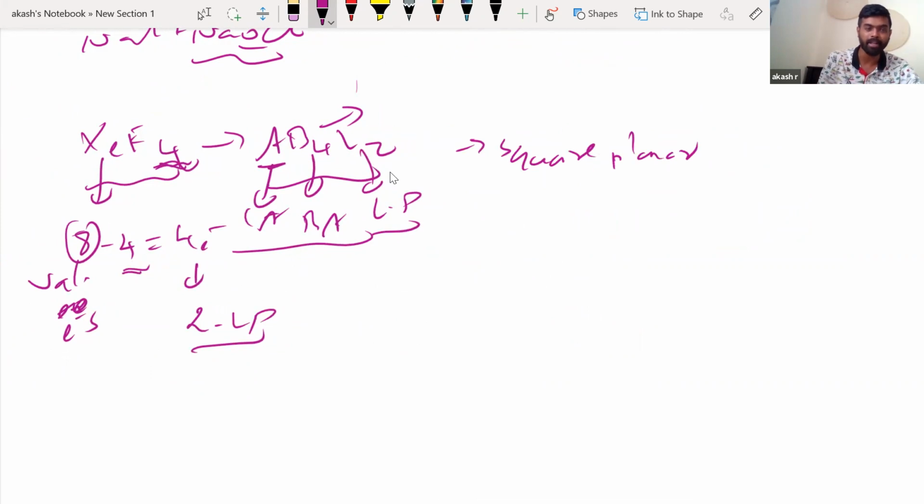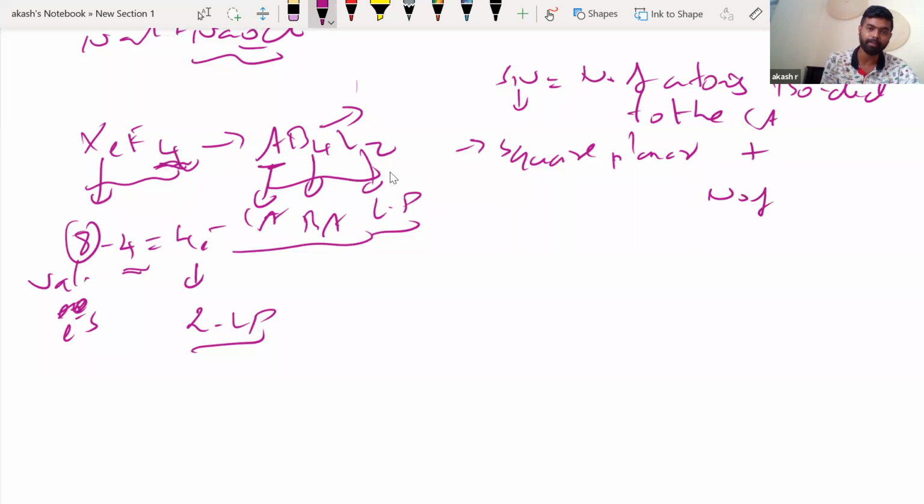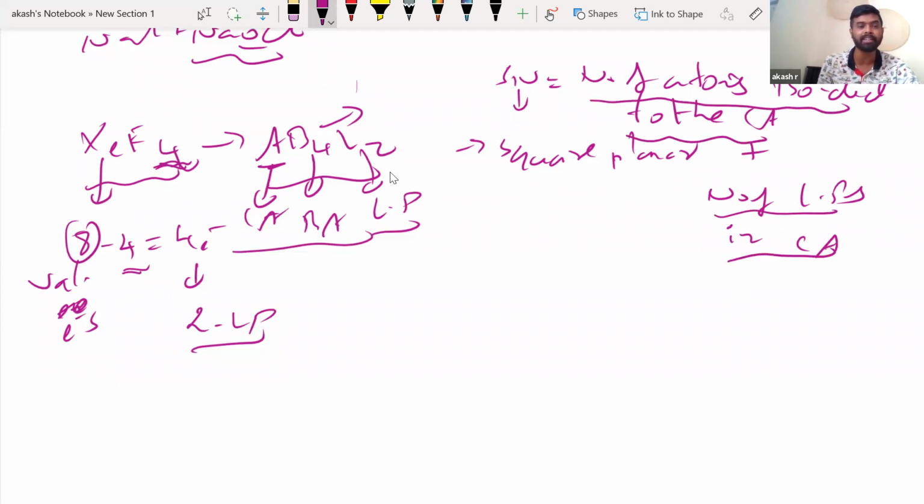Now forget about this. I think you have to know something called the steric number. If you know the steric number, you know the hybridization. The steric number is equal to the number of atoms bonded to the central atom plus the number of lone pairs in the central atom. So you have to take into account how many atoms are bonded to the central atom and how many lone pairs are there in the central atom.